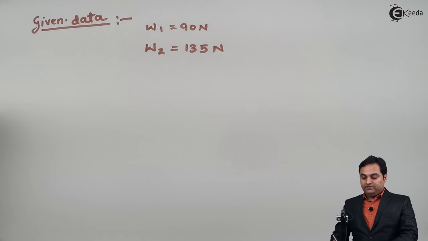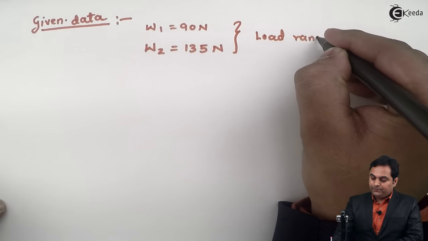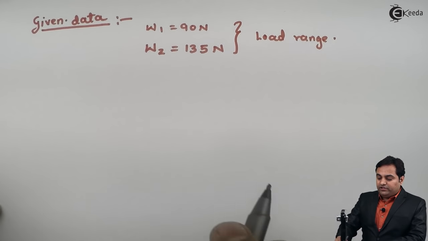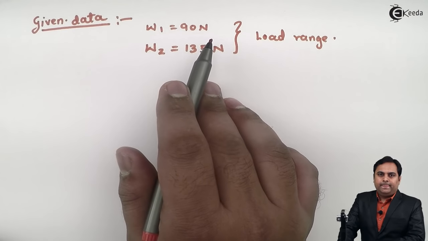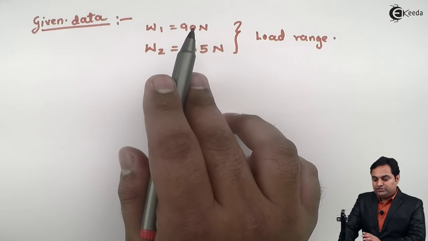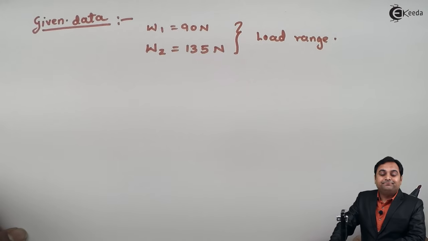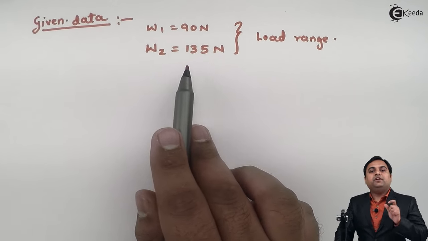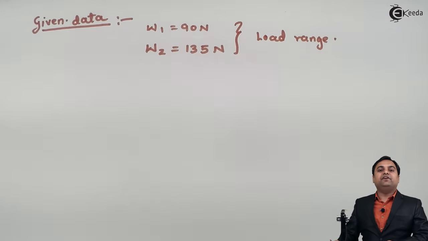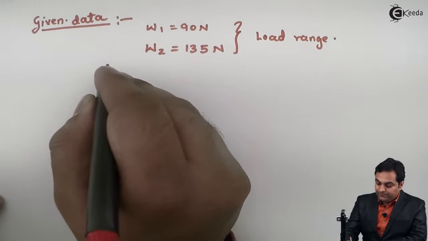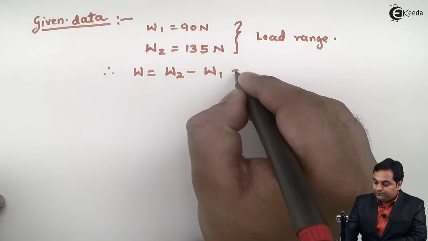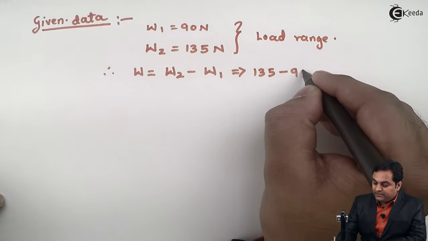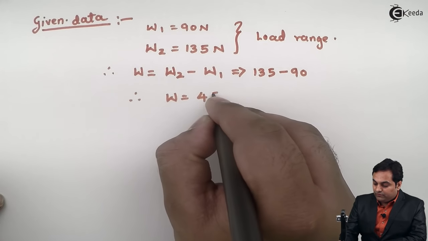Now, after getting W1 and W2, what is the meaning of this load range? It means that whenever there is a load of 90 Newton, then above 90 Newton, the spring will start deflecting. Before 90 Newton, it won't deflect because this is the minimum load which is required on the spring. And maximum load is 135 Newton. So the spring will be deflecting only between 90 and 135 Newton. So here we can find out the total load, therefore W will be the net load, which is W2 minus W1. So it is 135 minus 90. So this W comes out to be 45 Newton.